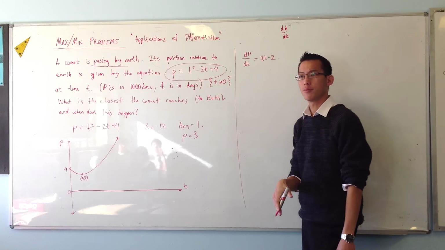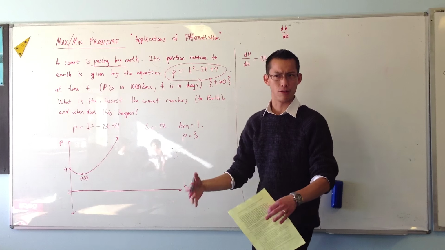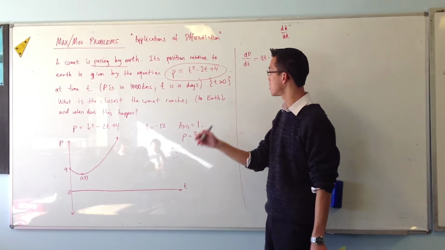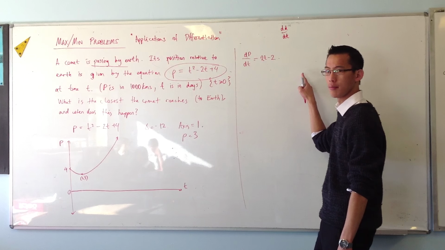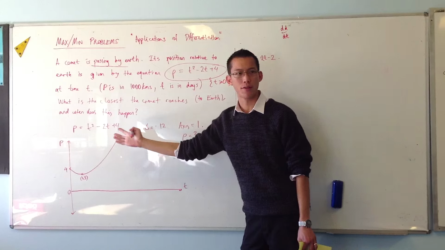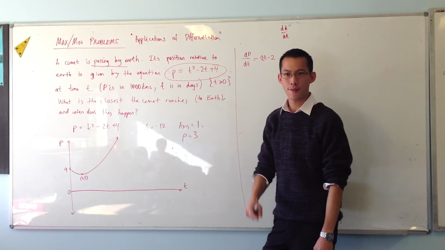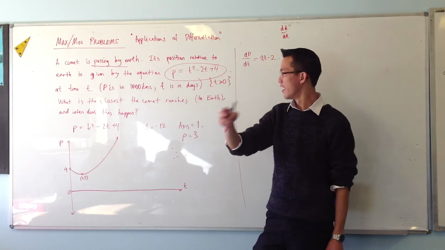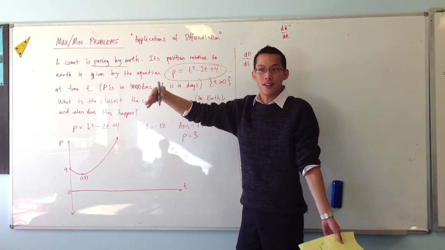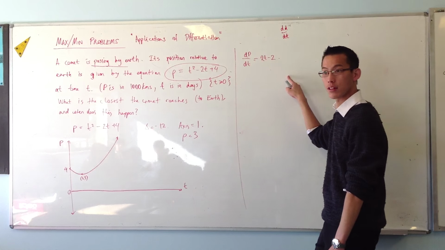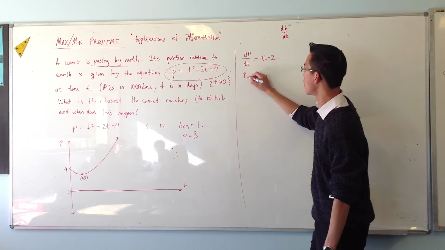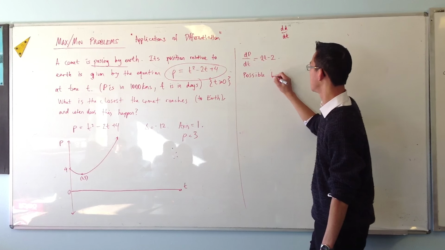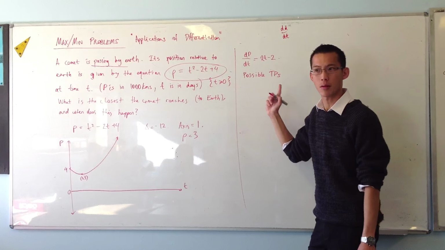Now, in previous questions, we'd say something like graph, show me the features, all that kind of thing. So you might say, for stationary points, blah, blah, blah. But stationary points are of no interest to me, right? If it just stops and then it keeps on going, what does that have to do with closest or furthest? So rather than stationary points here, I'm going to say possible turning points. That's what I'm really interested in.